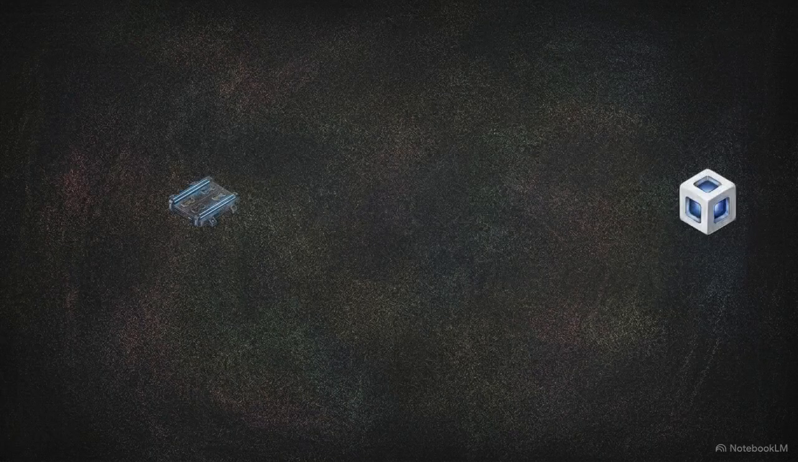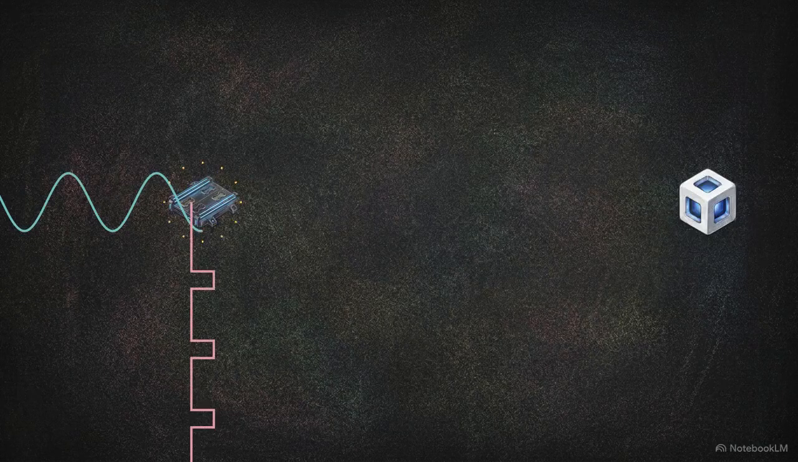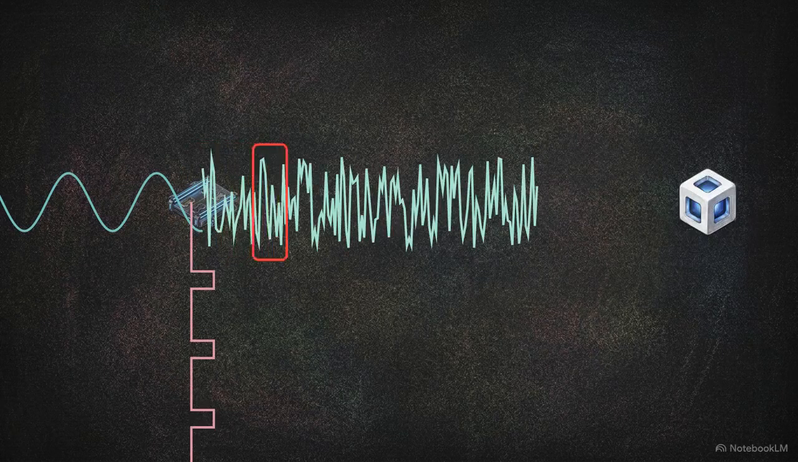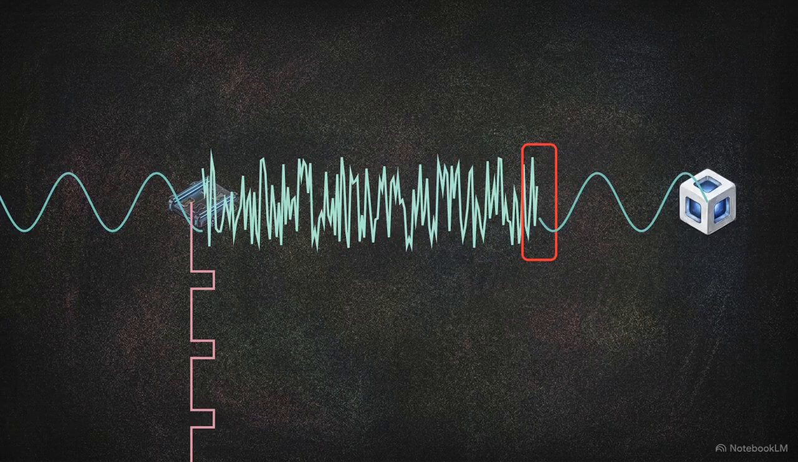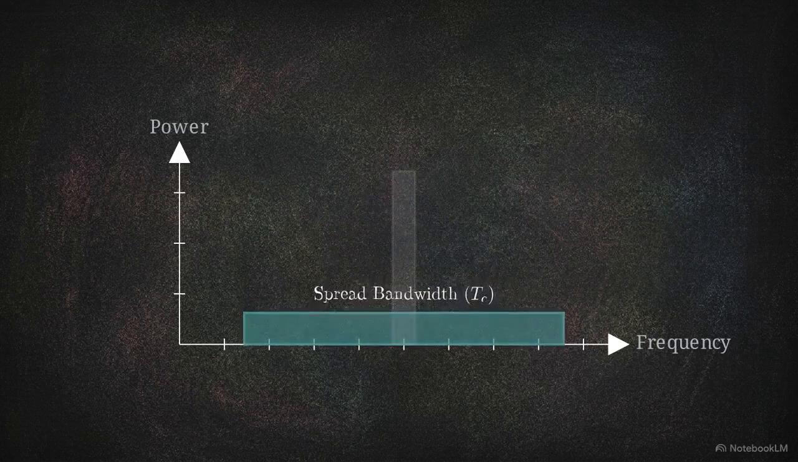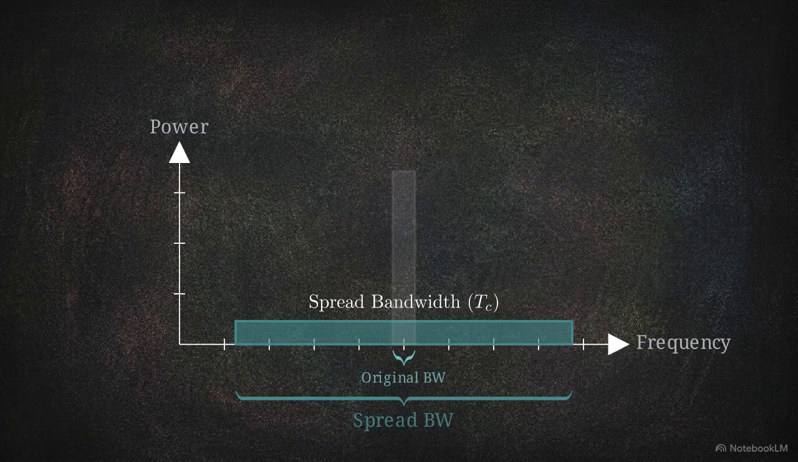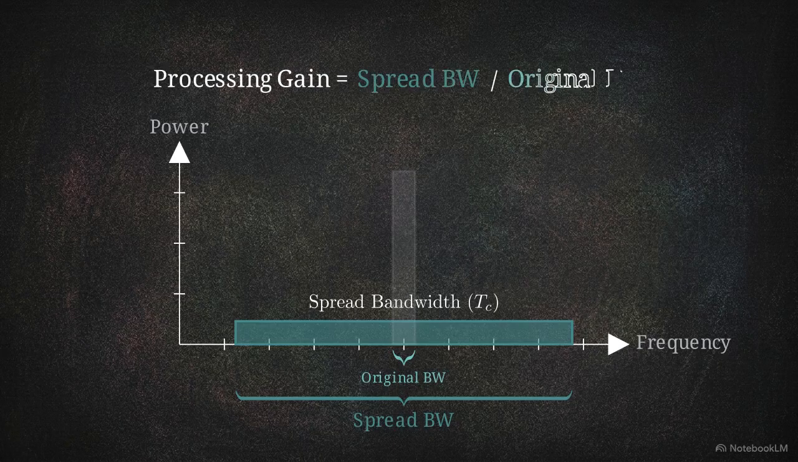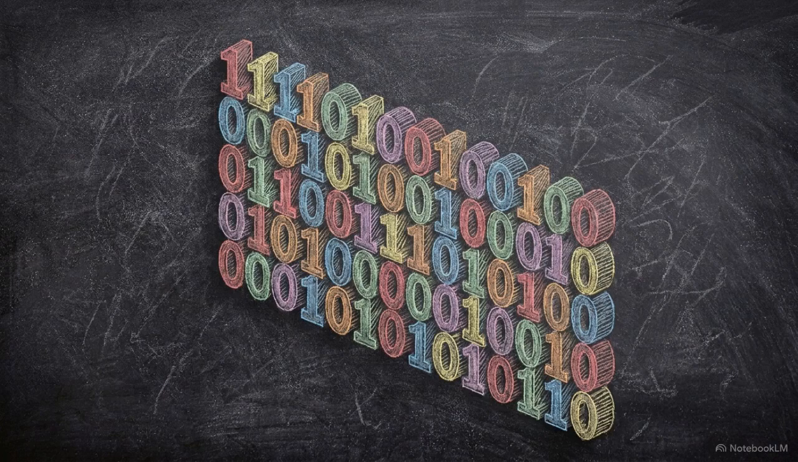By multiplying a user's data with their specific high-speed PN sequence, the signal's bandwidth is intentionally scattered. To other receivers, it appears as low-level background noise, but the intended target can extract it, yielding a connection that is naturally secure and resistant to jamming. The ratio of that spread bandwidth to the original data bandwidth determines the processing gain, a precise measurement of the noise immunity the system has mathematically engineered.